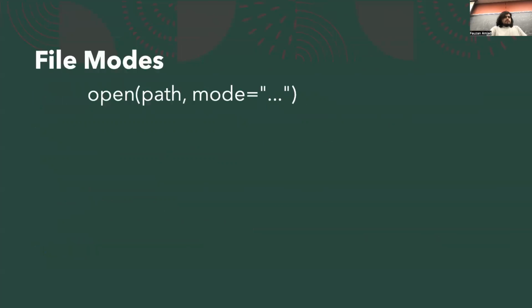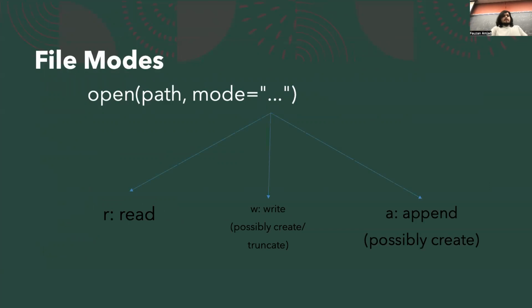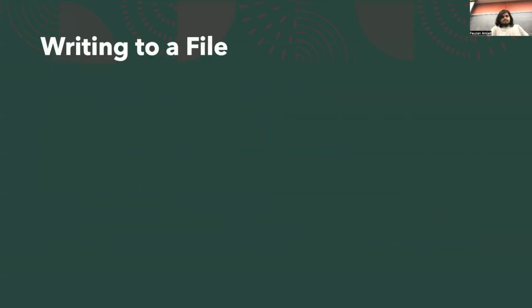There are different file modes. Like I mentioned, the first one was read, which basically means you're just reading the file. The second one is write, which is if you want to create something or truncate something. You can create a new file or edit an existing file. And the third one is append. Basically, you're adding something to an existing file.